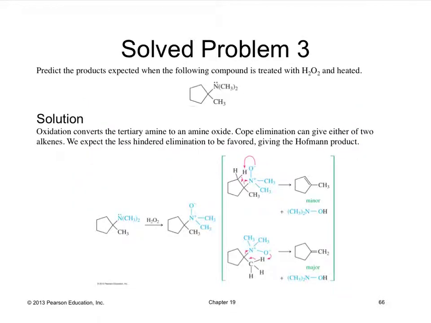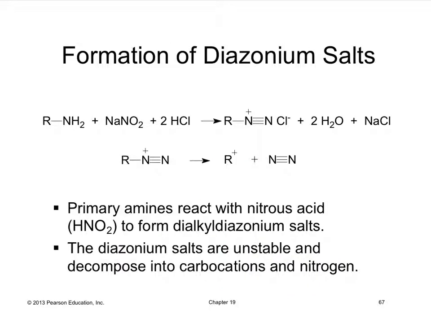If we have a question, it's problem 3. It's asking to predict the products when it's treated with peroxide. What happens? The first thing that happens is the amine oxide is formed, and then elimination can occur where you have the double bond over here, or from this methyl group, the oxygen could pluck off the hydrogen and eliminate to form this. This is least substituted. As a result, this is going to be your product.